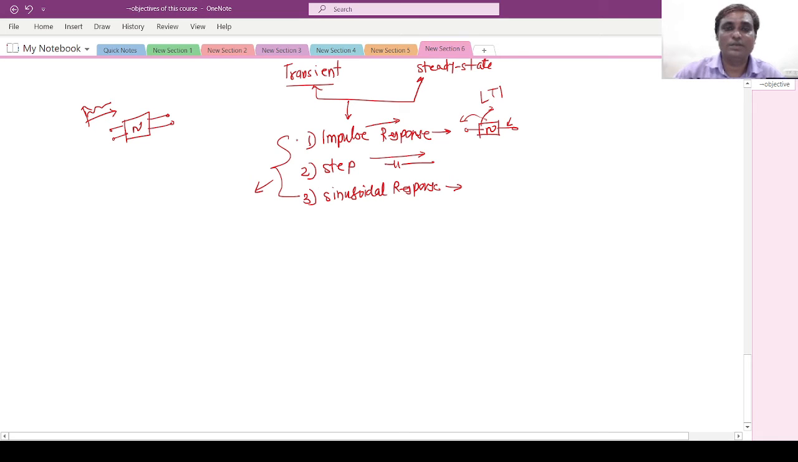So what can be done? If I know how to find the impulse response, then I can approximate any kind of arbitrary input with the help of impulse inputs like this, and we know what an impulse is. If I know the impulse response for this point, then I find the impulse response for this magnitude and the time shift, and if I add them, ultimately I will be able to know the response for any arbitrary input. So this kind of thing we have to study.